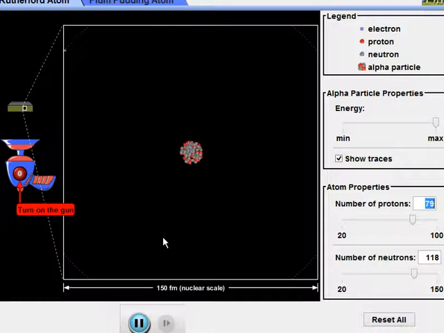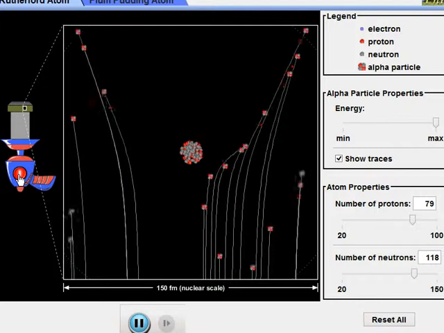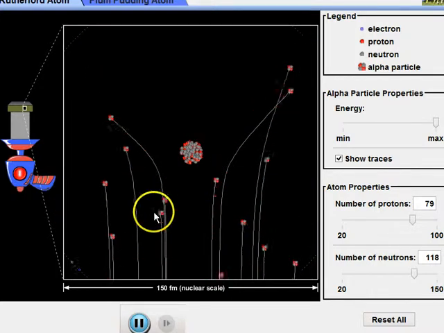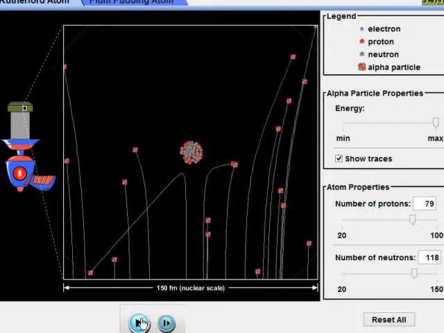Okay, excellent. So let's get started. Here I'm just going to start the gun. Yeah, there's a small circle symbol there. As soon as I start, you see that there are a lot of alpha particles, and some of them are deflecting away and some weird stuff is happening. Okay, now I'm going to pause this.